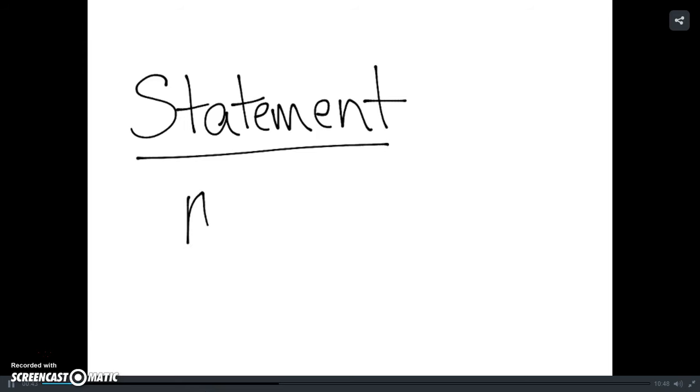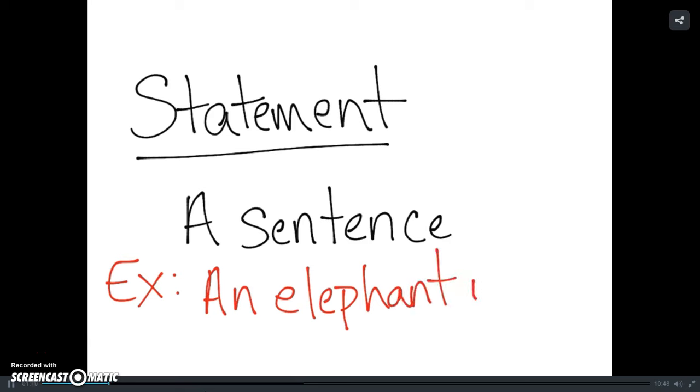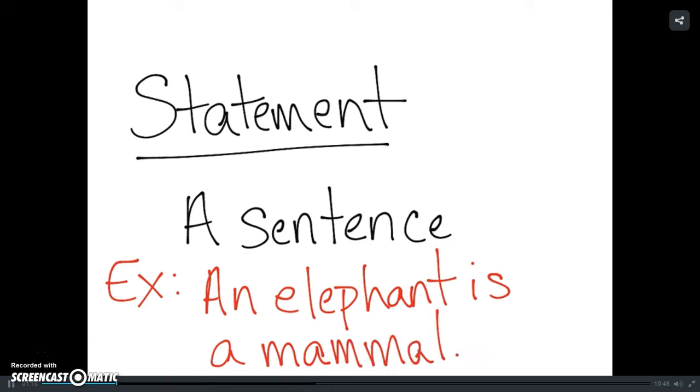You can think of it as a sentence. It may actually be a sentence fragment, but it's going to have, in general, a subject of some sort and then some sort of description about that. So, for example, my statement here says an elephant is a mammal. It is a sentence in this case, not even a fragment, and it's just a statement that we can prove either true or false.